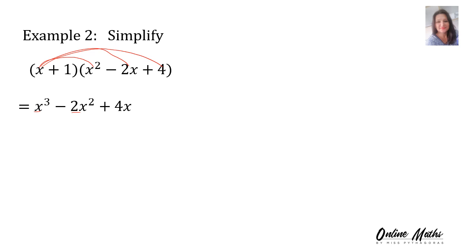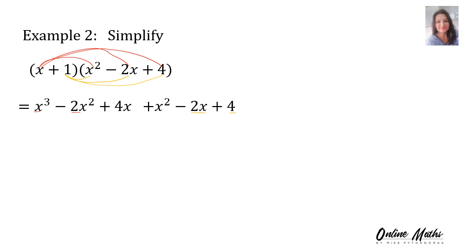Then we take the plus 1 and we say 1 times x squared is x squared. 1 times negative 2x is negative 2x. 1 times 4 is just 4.